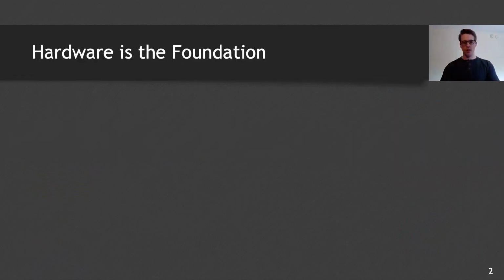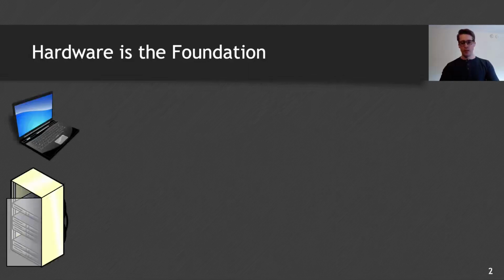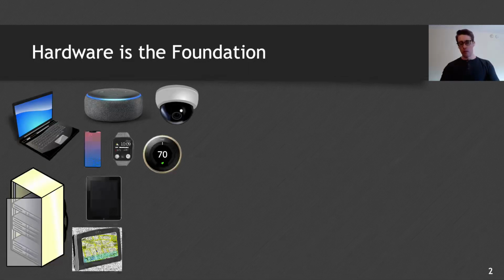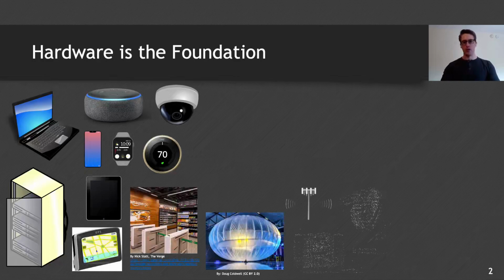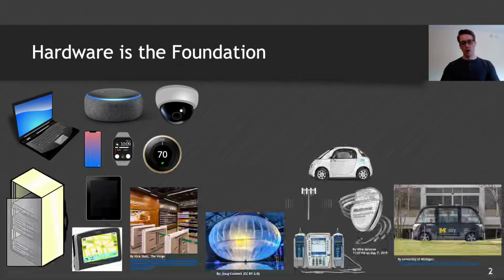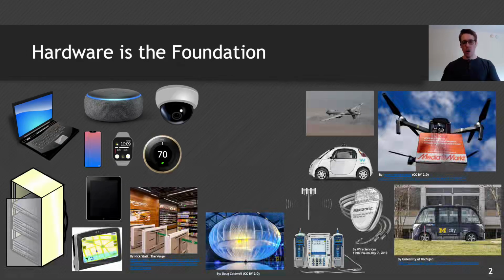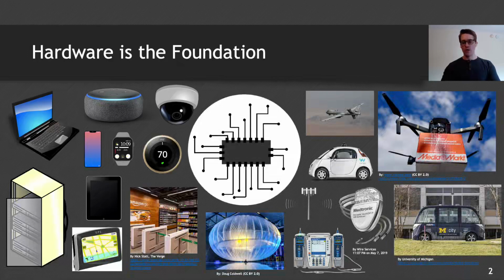Hardware is the foundation of all computing systems, from laptops and cloud servers, IoT devices, portable electronics, and automated retail spaces, to more mission-critical systems like network infrastructure, medical devices, autonomous vehicles, and drones. All computing systems share one thing in common. They all blindly trust integrated circuit hardware to reliably behave according to specification.